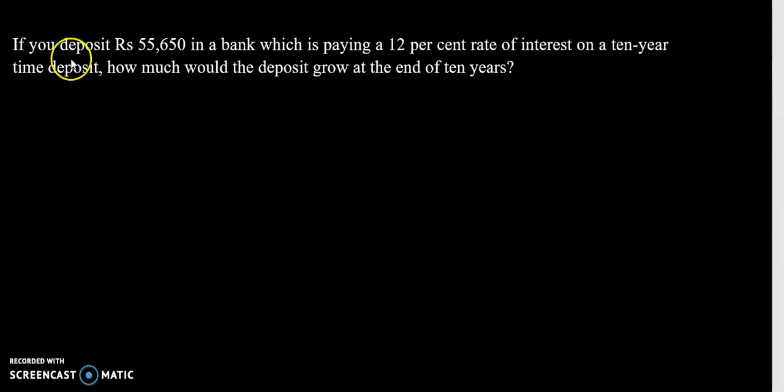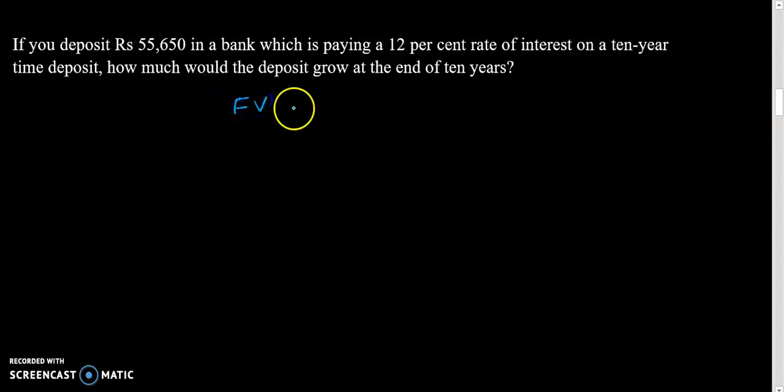Now consider this question. If you deposit rupees 55,650 in a bank which is paying a 12% rate of interest on a 10-year time deposit, how much would the deposit grow at the end of 10 years? So we must be very clear, we have to calculate future value in this question. If we deposit 55,650, this is the present value, which is the initial cash flow. We are depositing 55,650 and we want to know how much we will receive after 10 years if the rate of interest is 12%.